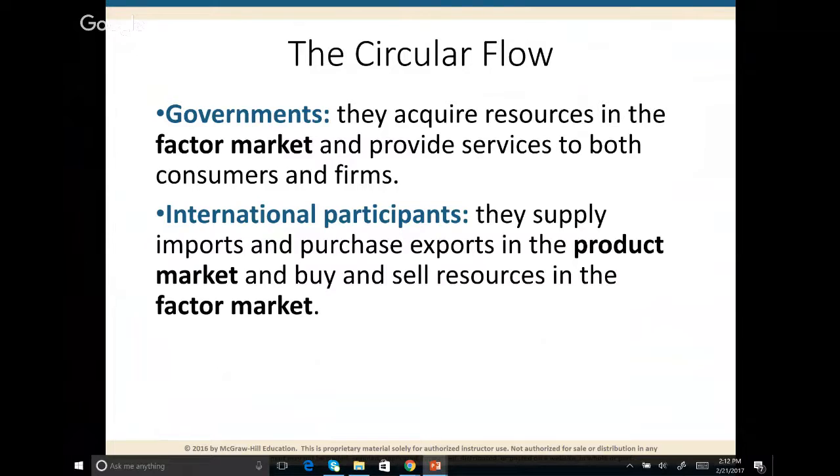And then lastly, we have our international participant. This can be your foreign companies and your foreign consumers, who buy and sell in both markets, the factor market and the product market.